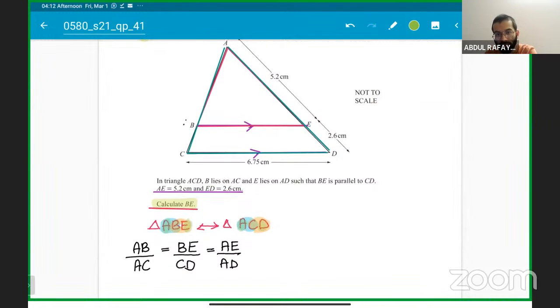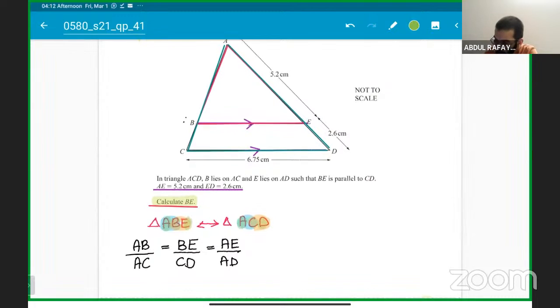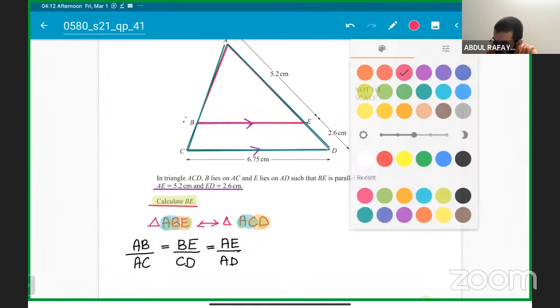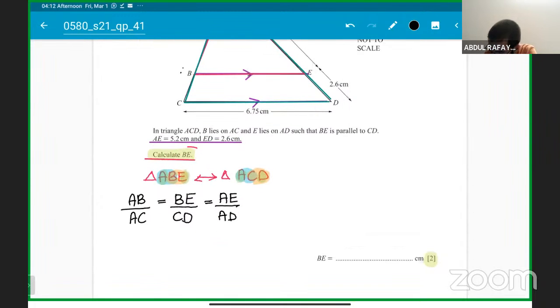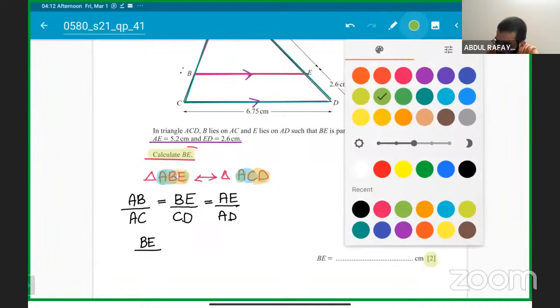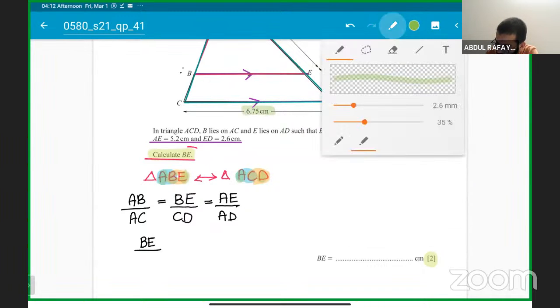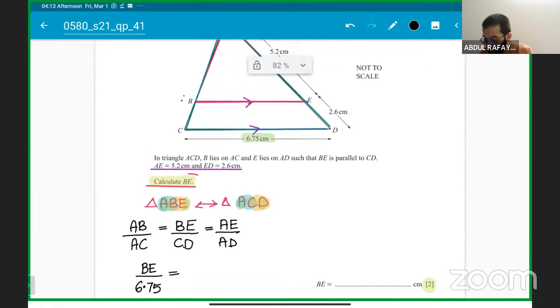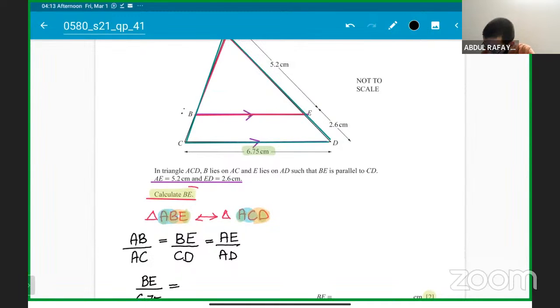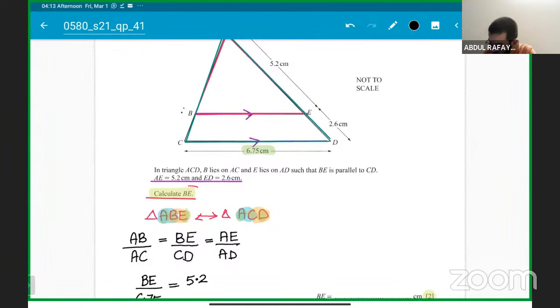Following everyone? Understood? So that's how you will get the measurement. We have to find BE, right? So BE over CD. Do you have the measurement of CD? Yes, sir. We already have the measurement of CD, that is 6.75. So BE is equal to something divided by 6.75. What about AE, sir? We have AE as well, that is 5.2.